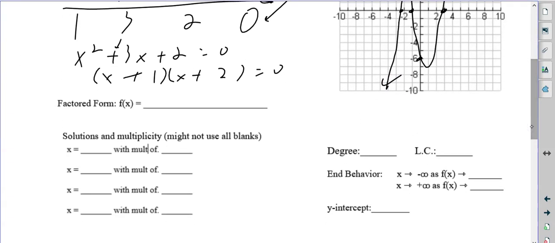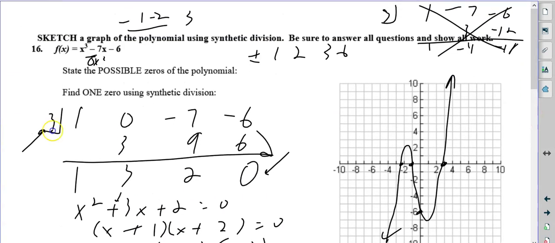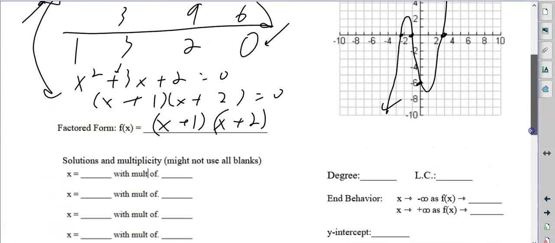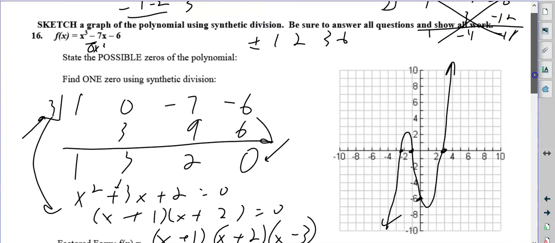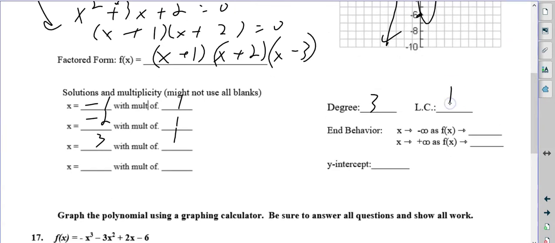Okay, so factored form is x plus 1, x plus 2. Where's my third answer? Bring this bad boy down. X minus 3 would give me positive 3. That's factored form. My three solutions are negative 1, negative 2, and positive 3, all with a multiplicity of 1 because they're all pass-throughs. The degree, it's a cubic. My lead coefficient is 1. You can see that right up there.